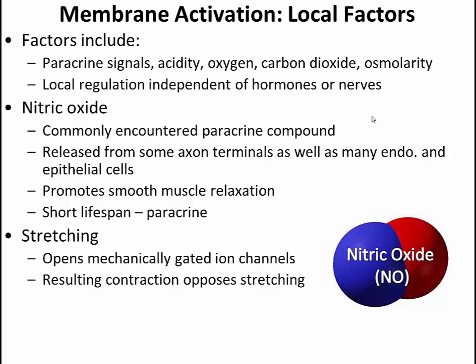The fifth and last factor that can cause smooth muscle contraction is actually stretching. And so in the case of stretching, we see that we open mechanically gated ion channels that therefore allow the entrance of sodium and or calcium, which changes the charge inside the cell and initiates action potentials inside the cell. The results of this typically oppose stretching, and so we see smooth muscle cells of this nature in, for instance, the stomach and the bladder. And so as stretching occurs, activation of contraction is observed to oppose that stretching.